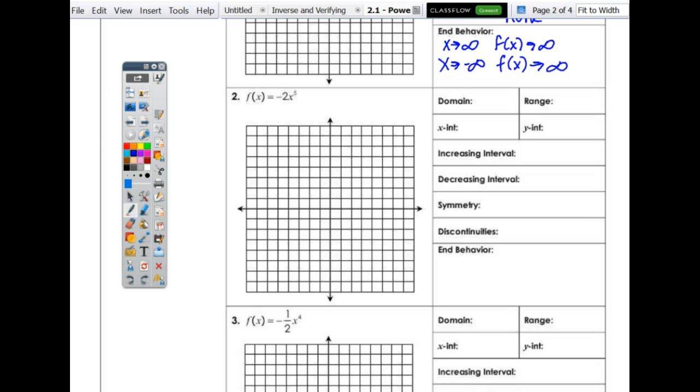So if I look at this one, what's the leading coefficient? I have a negative leading coefficient, and this is odd, which means that my end behavior is here and here. So if I put 0 in I get 0. If I put a negative 1, I end up with positive 2. If I put a positive 1 in here, I end up with negative 2.